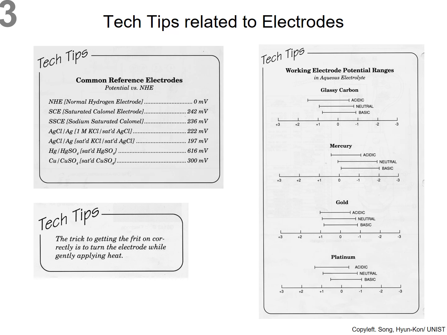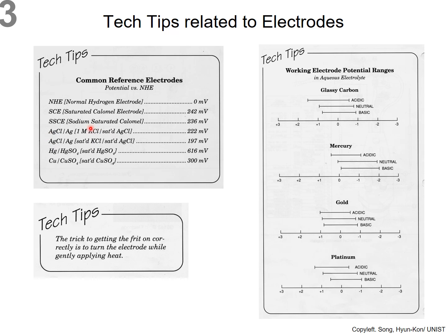Okay, additional information: technical tips related to electrodes. This is the list of representative reference electrodes. NHE stands for normal hydrogen electrode. The reduction potential of the normal hydrogen electrode should be 0 millivolt versus NHE. SCE stands for saturated calomel electrode, while the other one is the sodium saturated calomel electrode, SSCE, having 242 or 236 millivolt as their reduction potential.